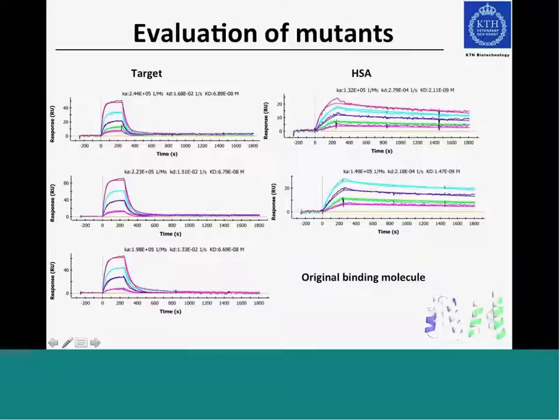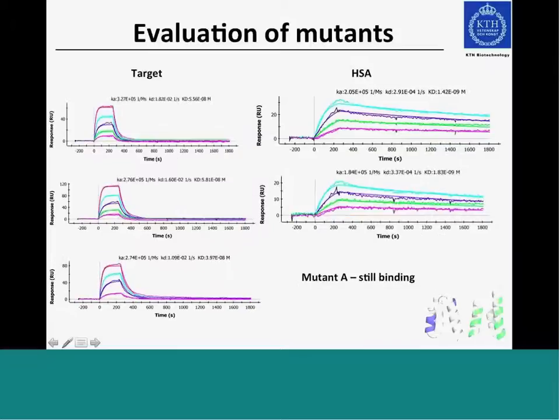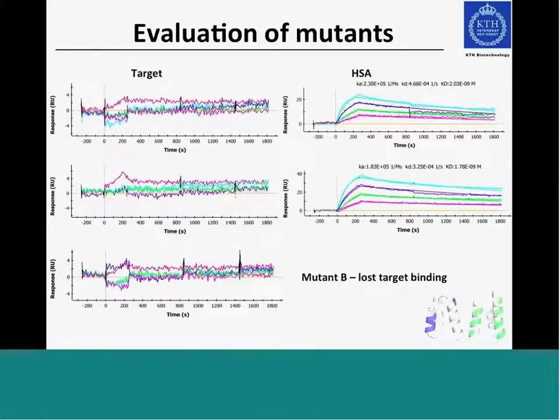And here's an example from one of the mutants, and it's still binding the target very nicely, and we have comparable KD values, and the HSA values are also very similar, so this indicates that this mutant is not affected at all. And also, here's another example where you can clearly see that target binding is low. This can also be observed if we raise the concentration. And the HSA binding is intact. So it's very nice that in just one injection you can get your answers immediately. Very, very quick process.